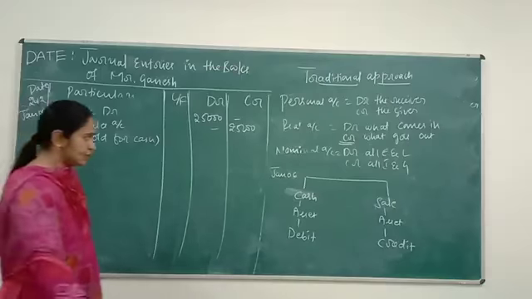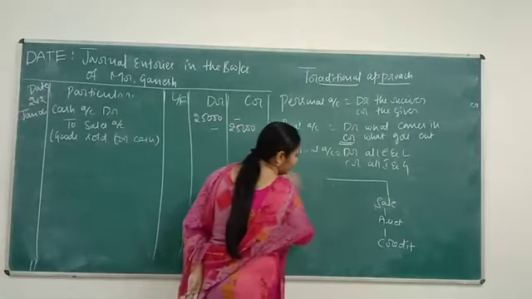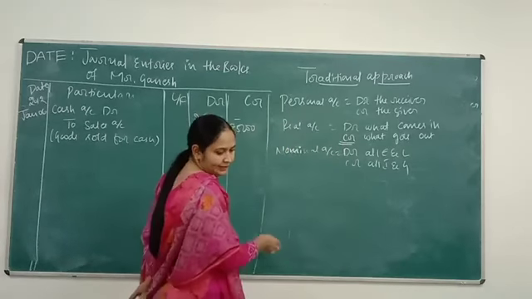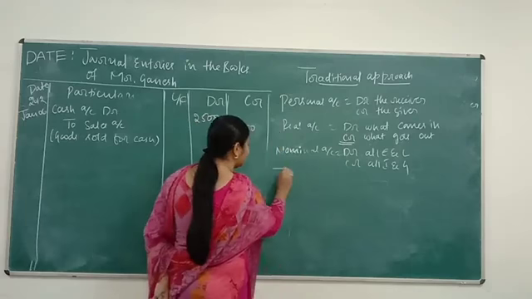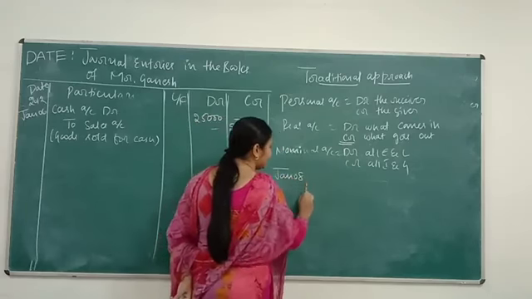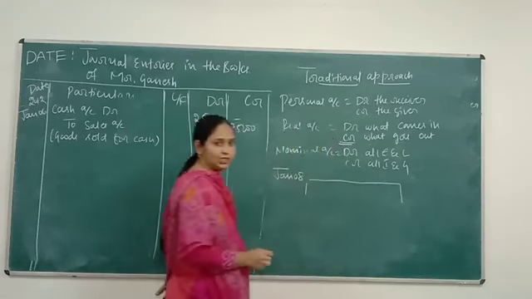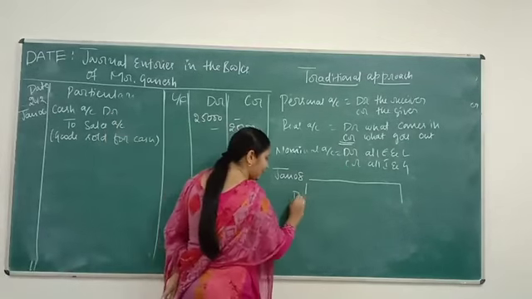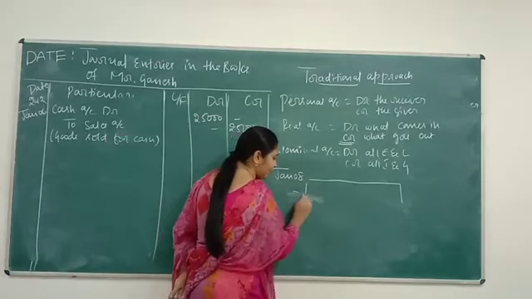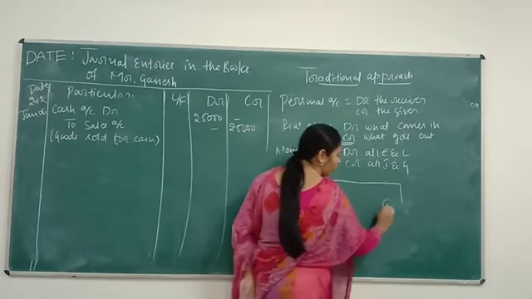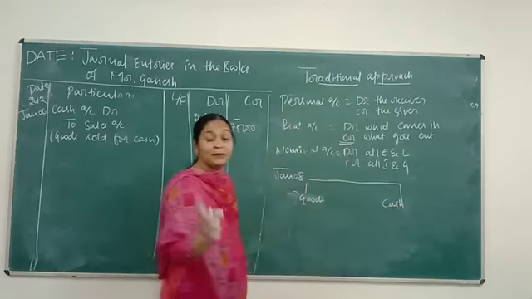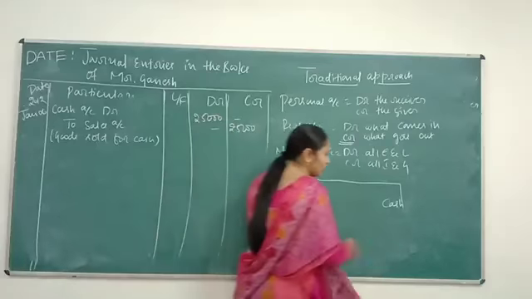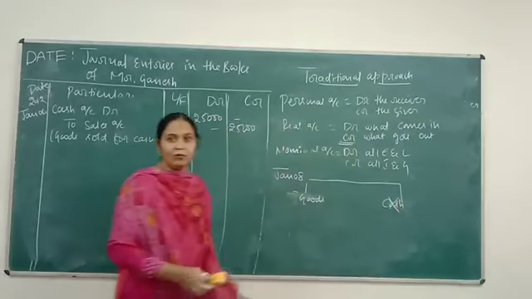Now moving on to the next journal entry. What is the next transaction date? After January 6, January 8. Purchase goods from Darshan on credit. If it was cash, purchases will come in, goods will come in, and cash will go out. Now the business is purchasing goods on credit from Darshan. Cash is not involved here.